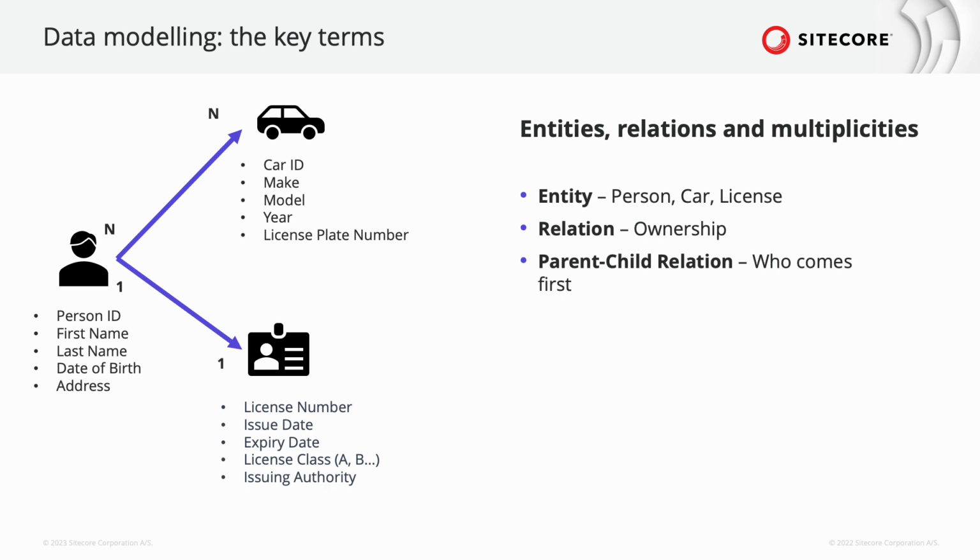So, for example, in our case, a person would be a parent entity and a license, a driving license, would be a child entity. Why? Because a driving license doesn't make sense without a person connected to it. So that's why we have this direction of the arrow, actually. So the person would be a parent and the license would be a child in this case.